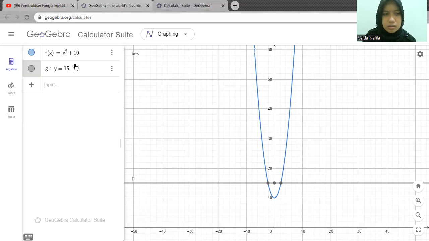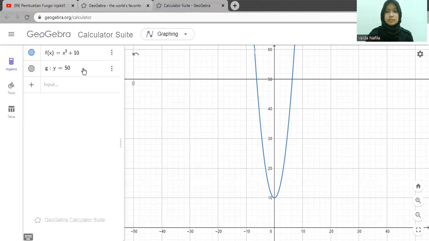But if we do another test point, it is also the same, right? Because it intersects at 2 points, so this is not an injective function.